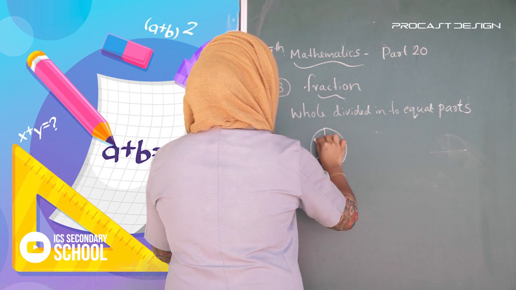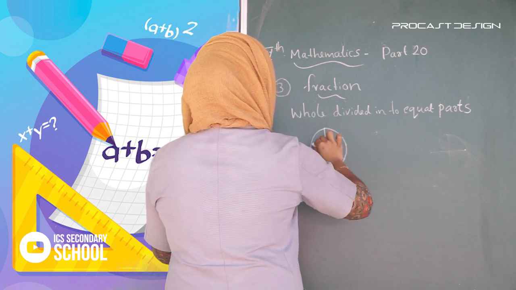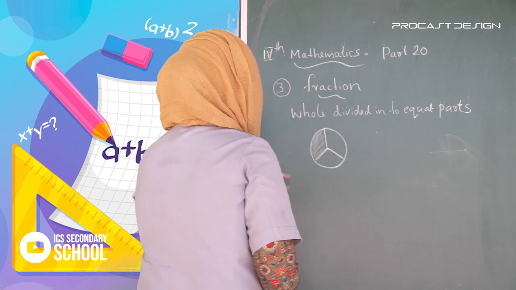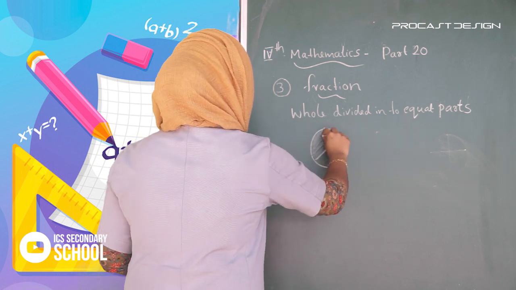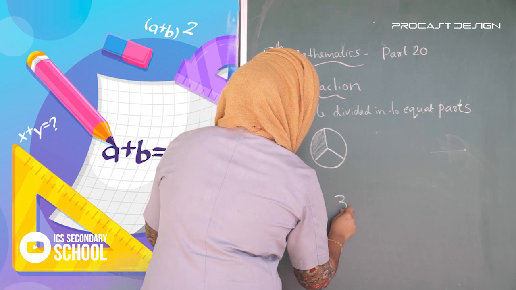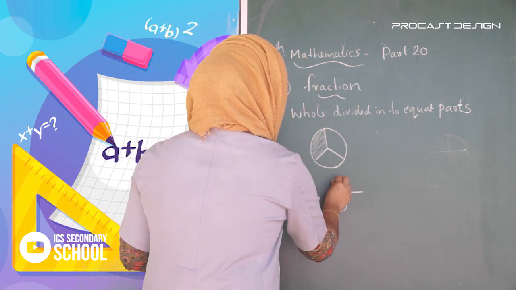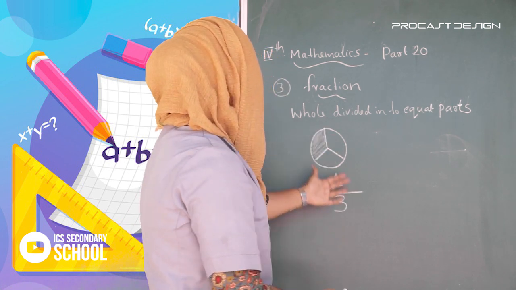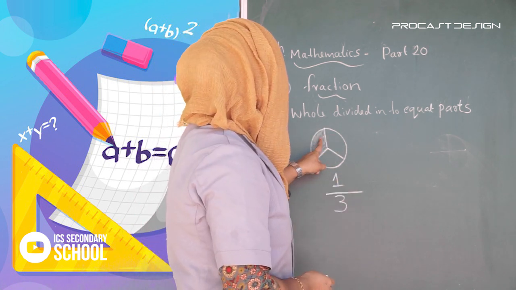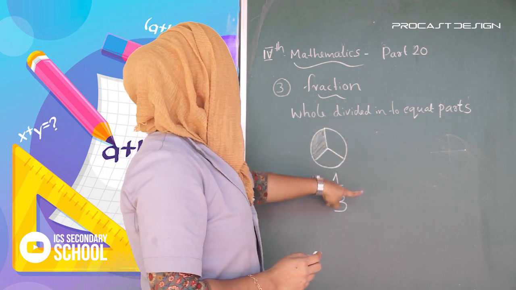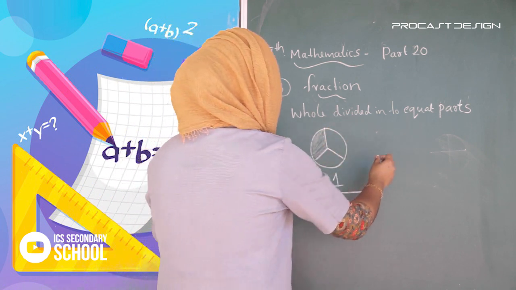Okay, here just shade, and this is how many parts here? Yes, total 3 parts. How many parts we shade? Yes. So this is 1/3. One out of 3 equal parts. One part out of 3 equal parts. Okay.